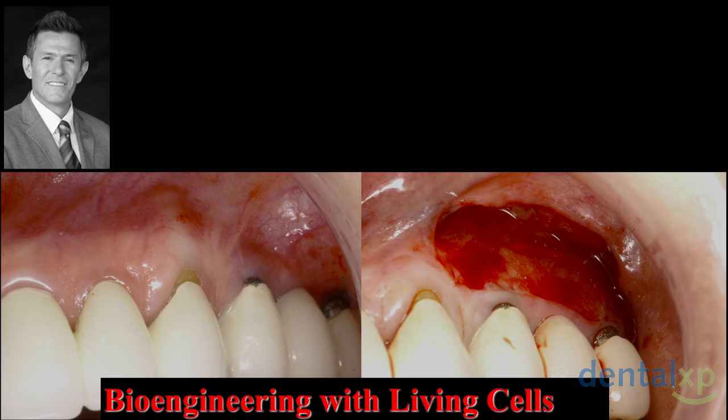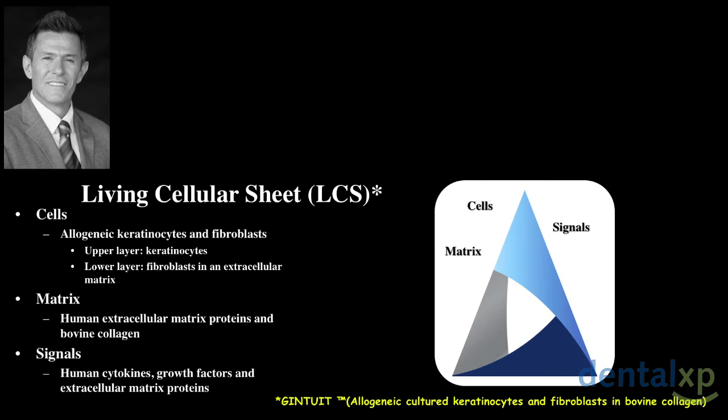I was part of a pilot group utilizing these living cultured sheets, and these sheets were really unique. They were used in burn victims, diabetic ulcer patients, and this was a product called Gintuit. It was allogenic cultured keratinocytes and fibroblasts in a bovine collagen. And this was really a medical device that was used for medical patients. And then a few years back, it was FDA approved for the utilization of free gingival augmentation.